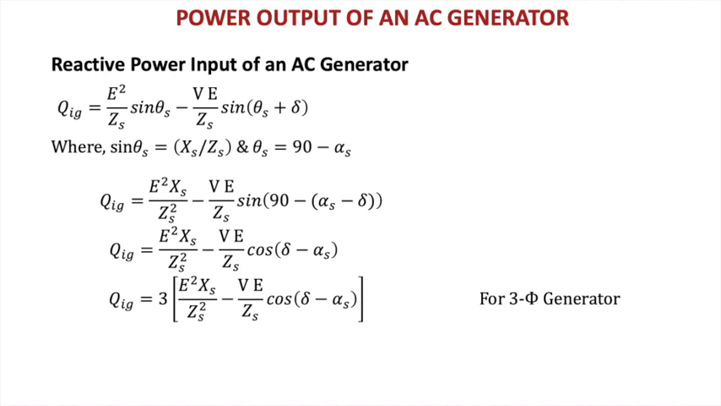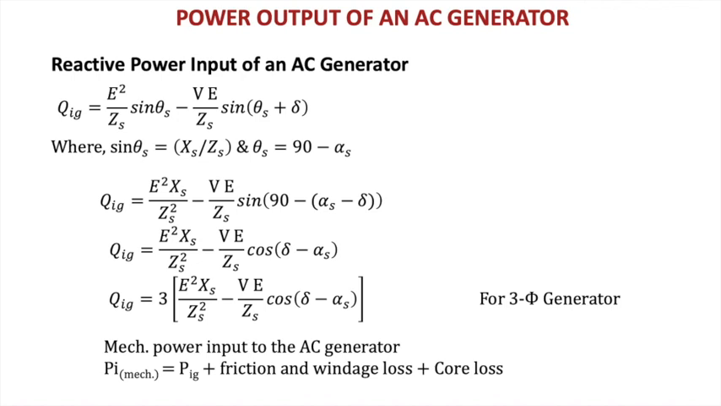And for the 3 phase generator, again multiply the whole equation by 3. So the mechanical power input to the AC generator will be equal to the power output of the generator plus the friction and windage losses plus the core losses. So the mechanical losses and the core losses have to be taken into consideration to calculate what should be the mechanical input power to the generator to produce this output power.